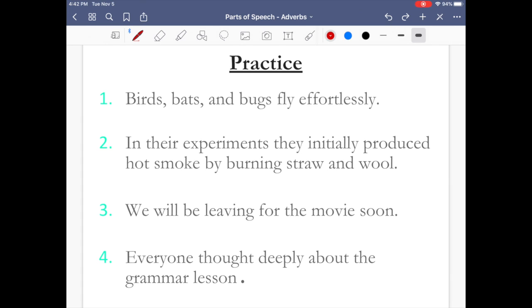All right, guys, so you've had a few minutes to think about this. Now, as we've said before, it's always a good idea to go through and find your verb and your subject first. So, number 1, birds, bats, and bugs fly effortlessly. Fly is our verb. Bugs, bats, and birds are our compound subject. How do they fly? They fly effortlessly. Also, notice there's that little ly that we were looking for. So this is our adverb.